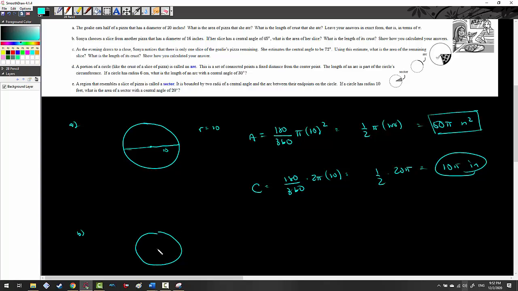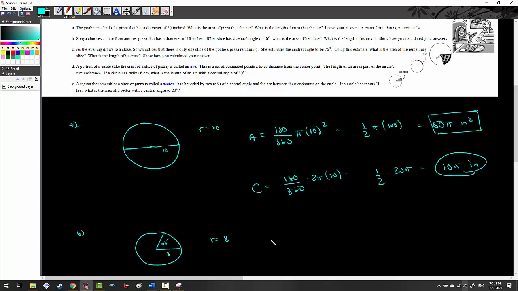16 inches. So from here, if the diameter was 16 inches, I hope we can understand that that means the radius is 8. And if the central angle is 45 degrees, then we have to find out what is the area of her slice and what is the length of the crust.